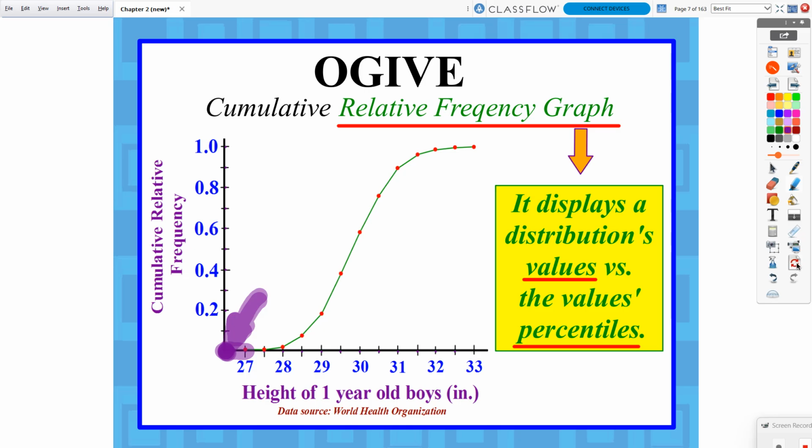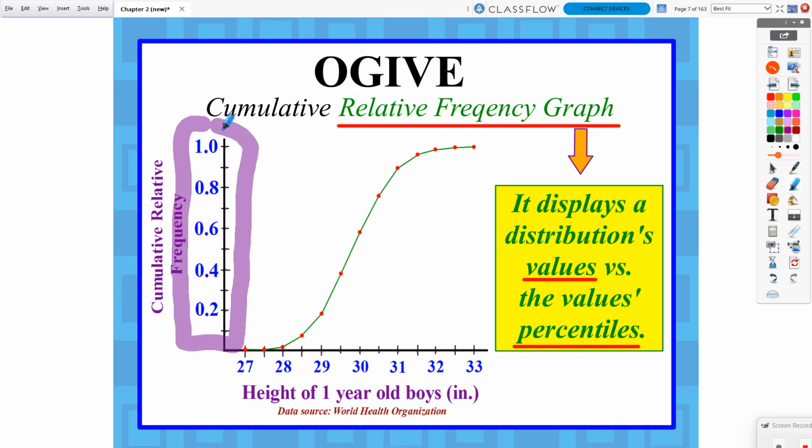And then as we talk about taller and taller kids, we start to get more and more data, and then we can start to increase our percentile until we get all the way up to the tallest 1-year-old kid, who is taller than all the other kids. And so the vertical axis here represents our percentiles.